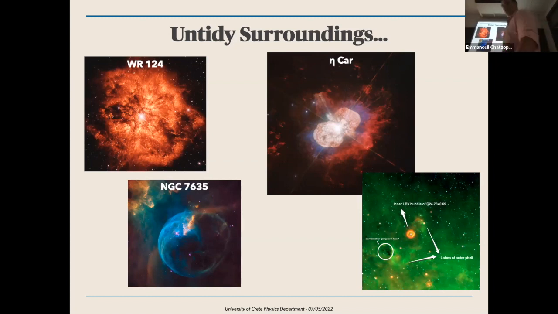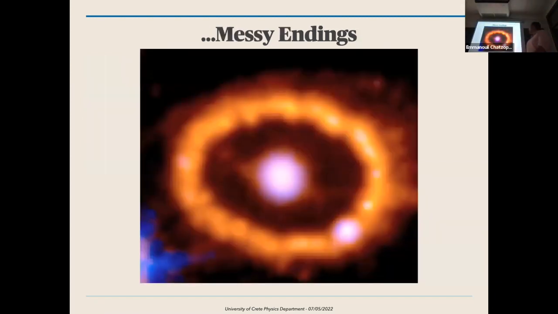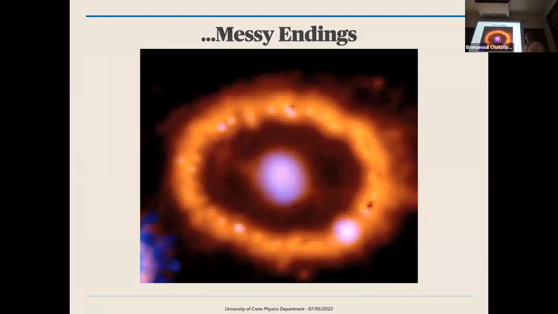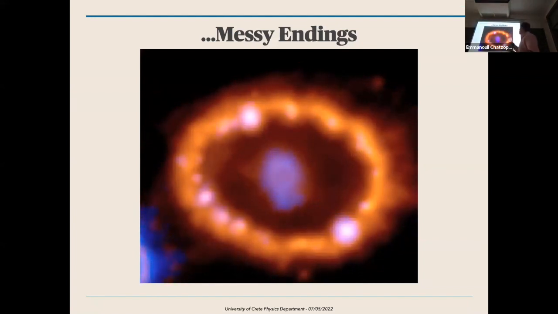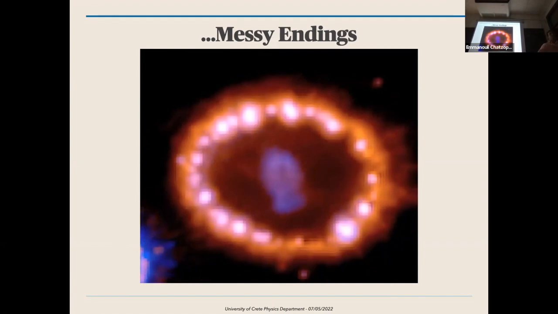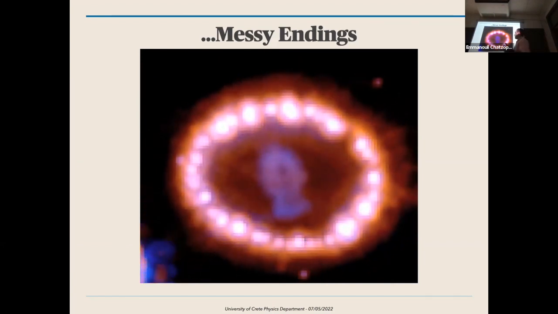So considering the complexity of environments around massive stars, we have to go back to the drawing board and rethink the way we study how those stars die, how they explode, and how bright they get once they do so. Another favorite object of mine, if you study supernovae, it's always going to be your favorite supernova, is supernova 1987A. So complicated environments can lead to quite messy endings.